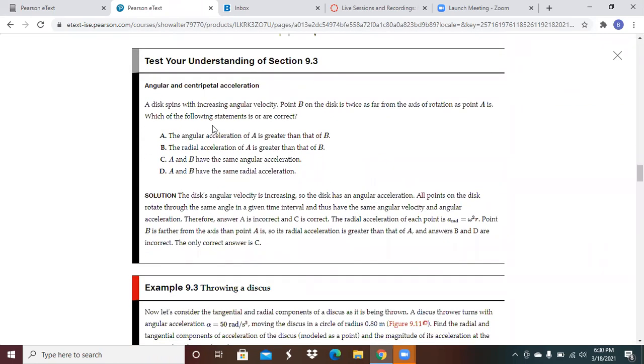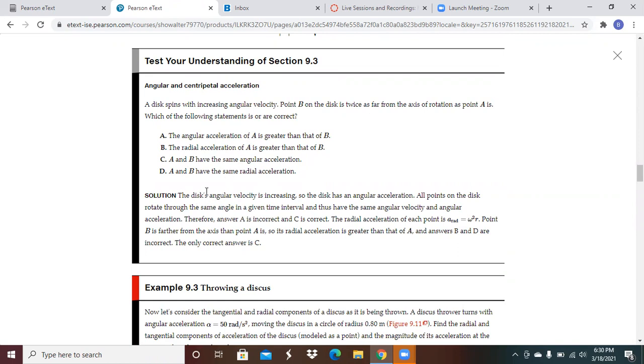So let's say we'll do another problem here. We've got a disk that spins with increasing angular velocity. Point B on the disk is twice as far from the axis of rotation as point A, so which of the following statements is or are correct? We'll take a look here at those, but let's go through the solution and figure out what we need to know here.